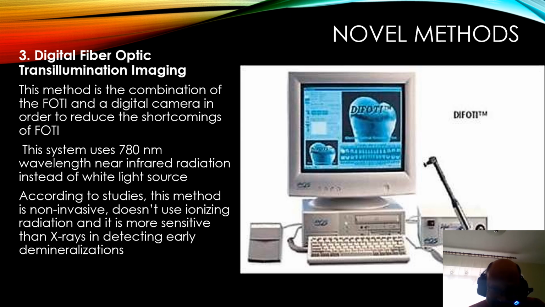Next method, digital fiber optic transillumination imaging. This method is the combination of FOTI and a digital camera in order to reduce the shortcomings of FOTI. This system uses 780 nanometer wavelength near infrared radiation instead of a white light source. According to studies, this method is non-invasive, doesn't use ionizing radiation, and it is more sensitive than X-rays in detecting early demineralization.